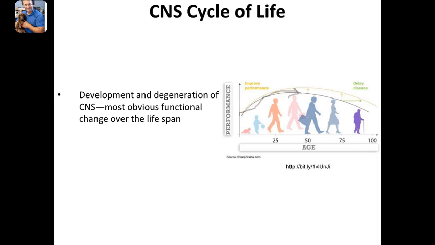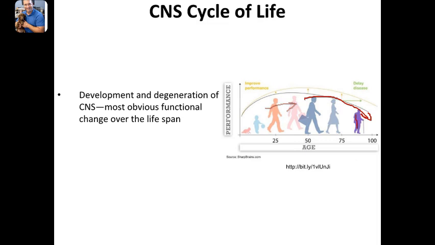But inevitably, as with all cells and all parts of the human body, nothing is forever, and our nervous system can start to decline, and we can experience diseases as those nerve cells lose their function and the structure deteriorates.